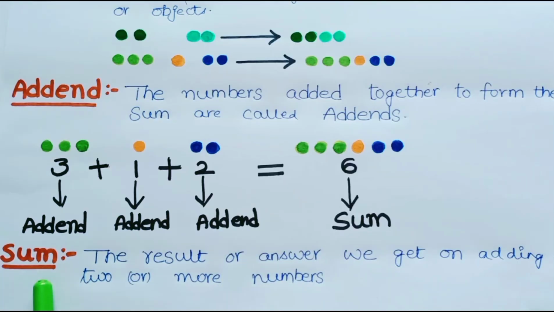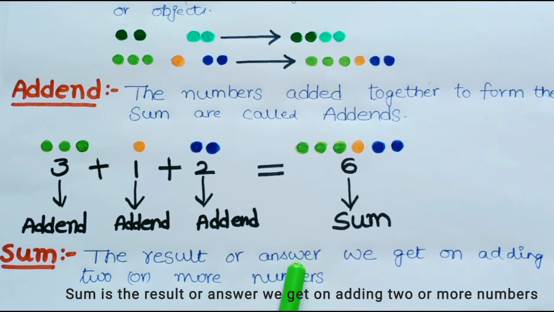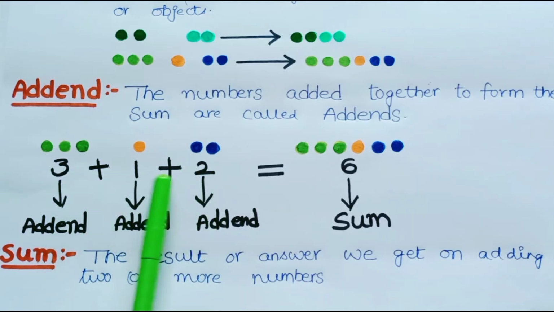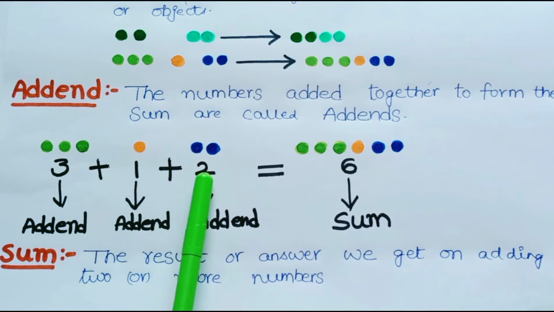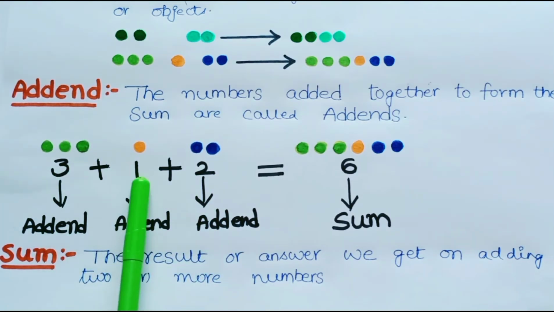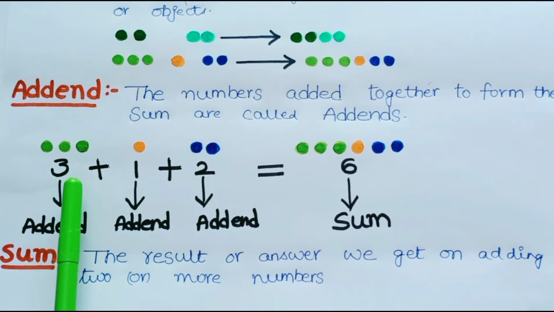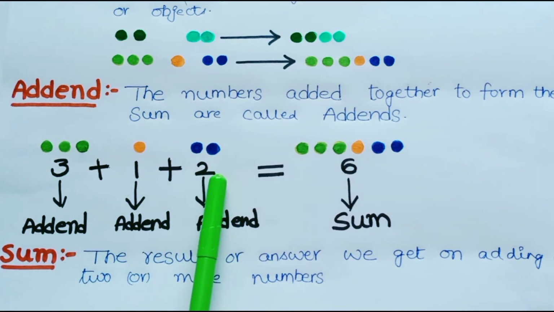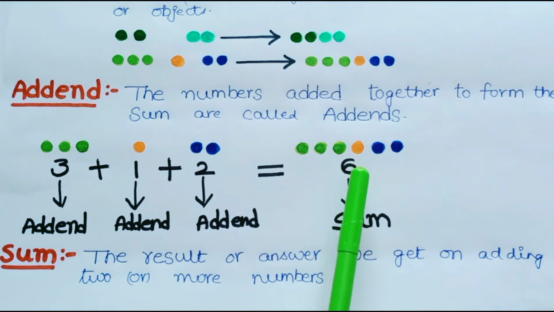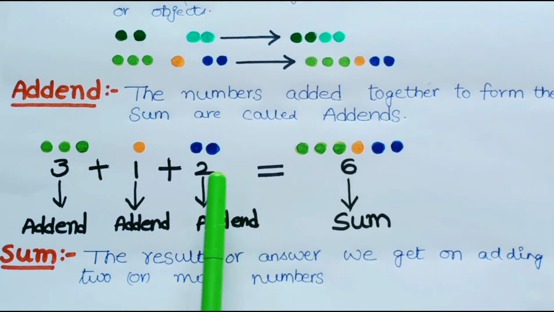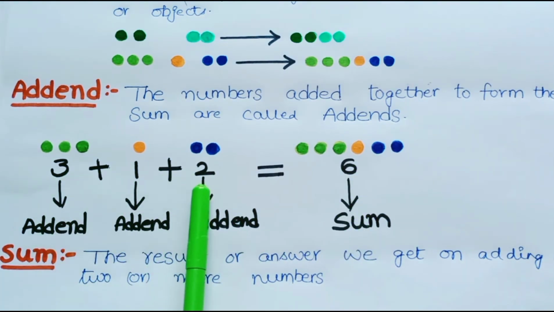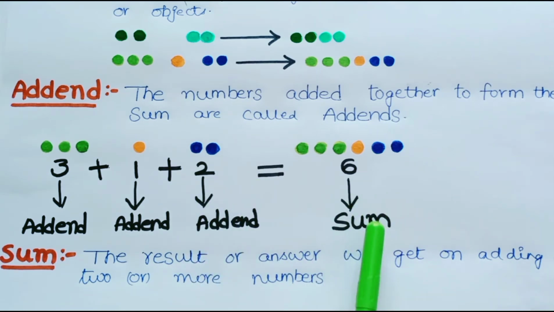What is a sum? Sum means the result or answer we get on adding two or more numbers. So here we are adding, how many numbers are we adding? 1, 2, 3. We are adding 3 numbers. What are the 3 numbers? 3, 1, 2. If we add these 3 numbers, what is the answer we get? So the result of the addition of 2 or more numbers is called sum.